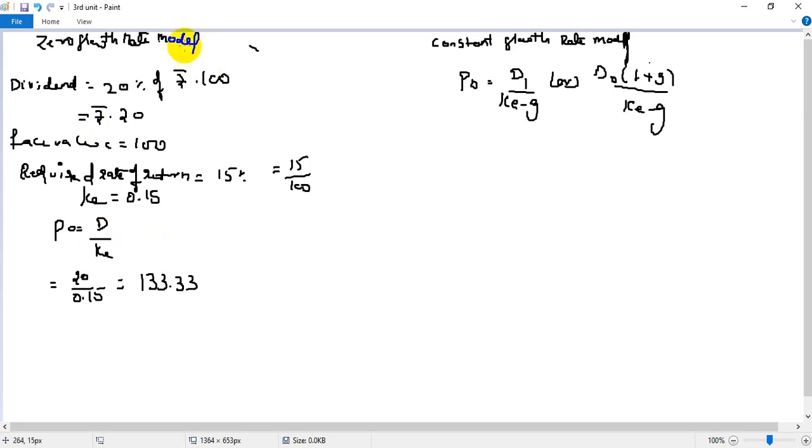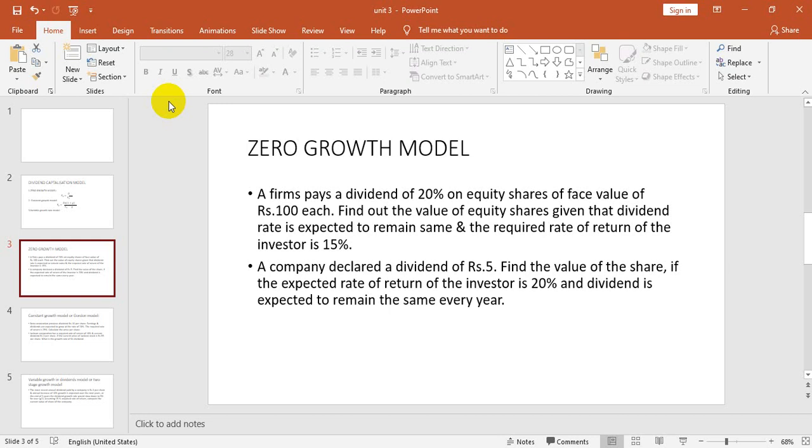D is the dividend, which is 20% of 100. It will come to 20 rupees, and face value is 100, that is the reason for 20% of 100. Required rate of return is 15%, that will come to 0.15. So you need to divide 20 by 0.15. It will come to 133.33. Now let's move on to the next method. I hope it is clear.